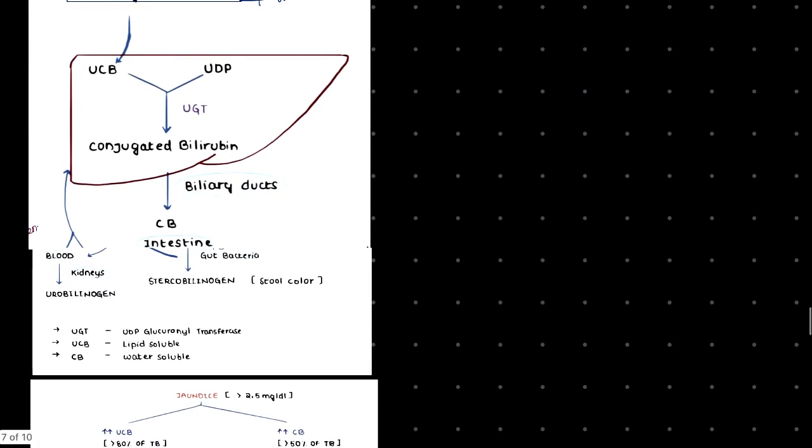Now it will go into the liver. You can see UCB, unconjugated bilirubin. On going to the liver, it will combine with UDP with the help of the enzyme UGT. What is this UGT? UDP glucuronide transferase. This will convert the unconjugated bilirubin into conjugated bilirubin. This conjugated bilirubin will move through the biliary duct and go into the intestine.